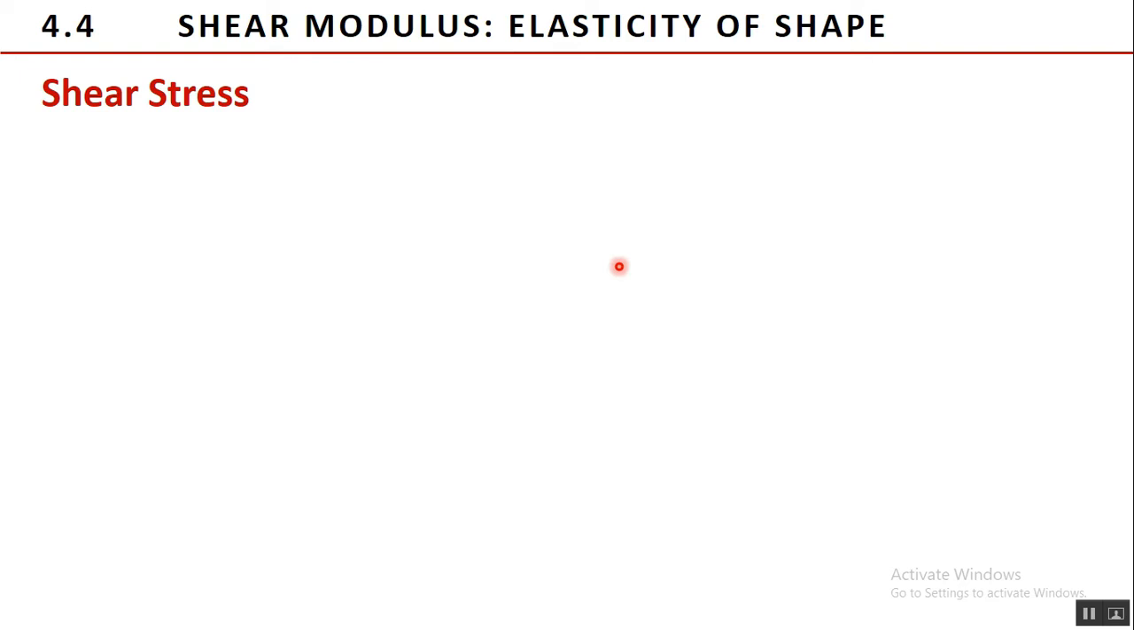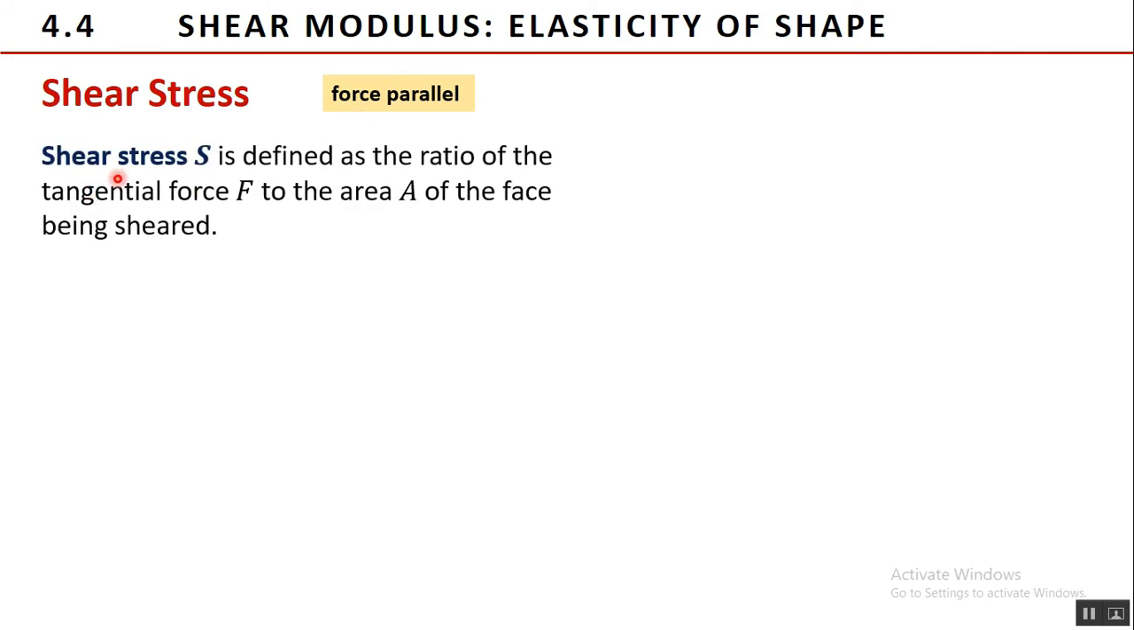Another type of deformation occurs when an object is subjected to a force parallel to one of its faces, while the opposite face is held fixed by another force. The stress that will cause this deformation is called shear stress, denoted by letter S. It is defined as the ratio of the tangential force F to the area A of the face being sheared.